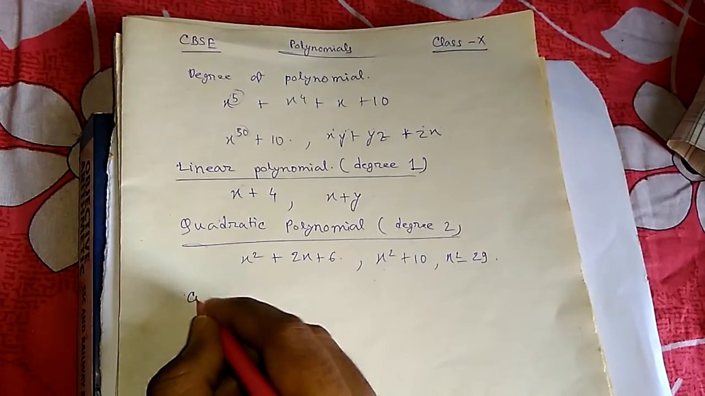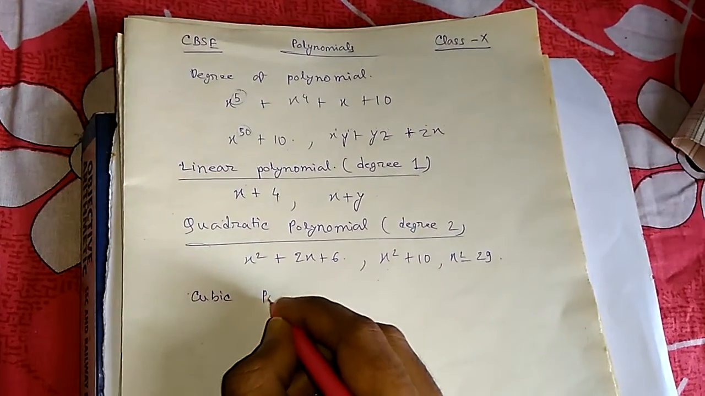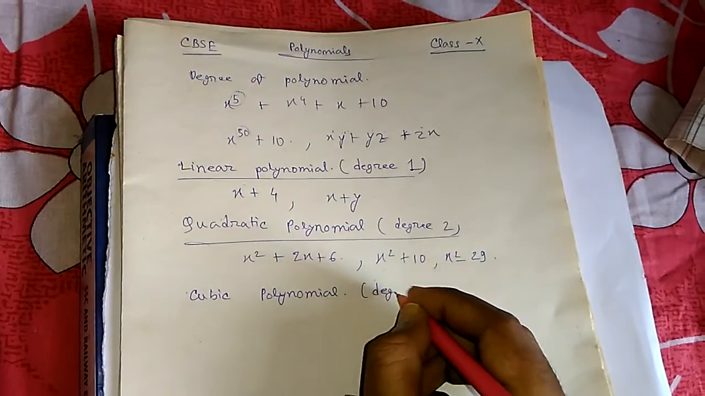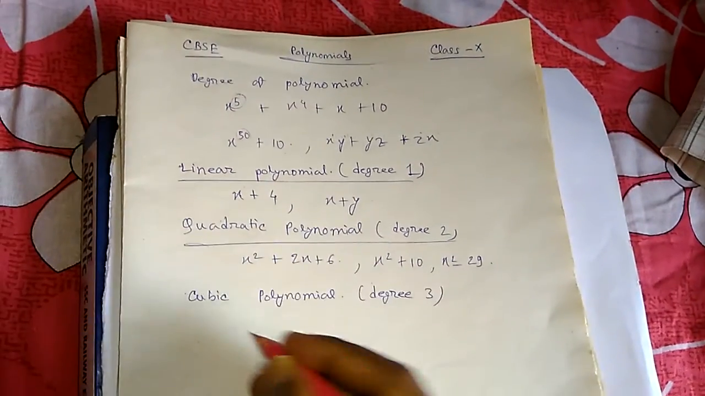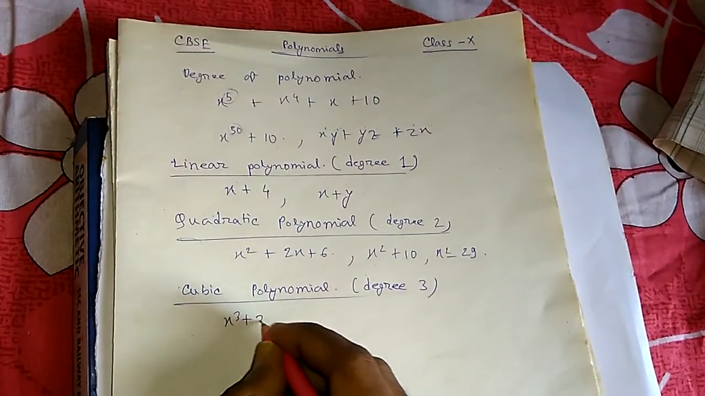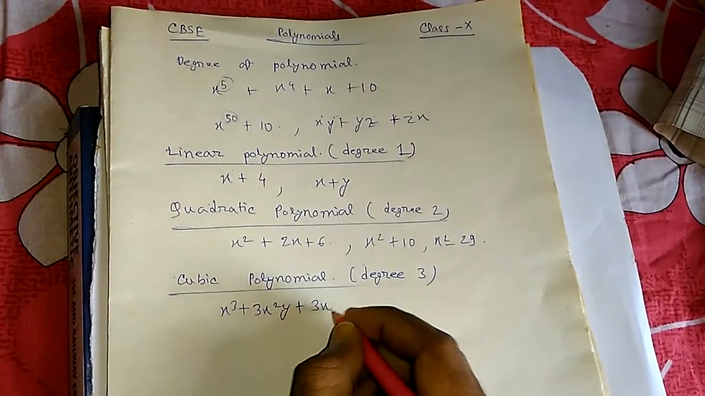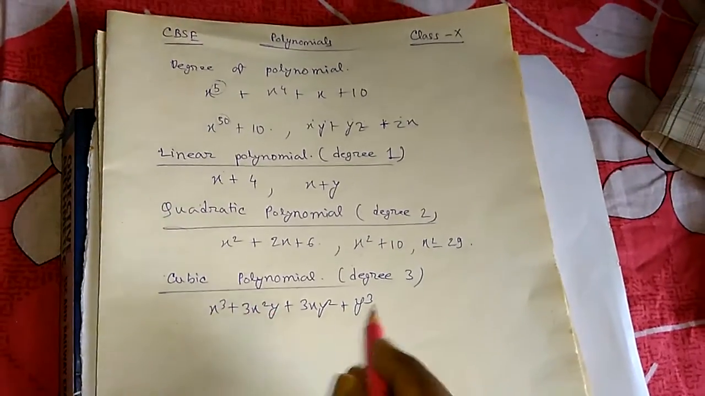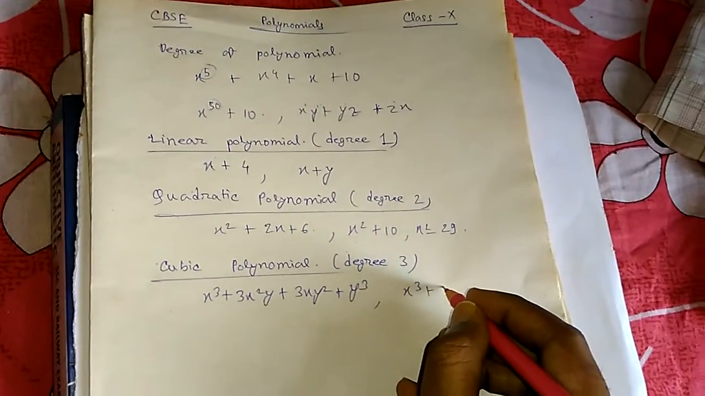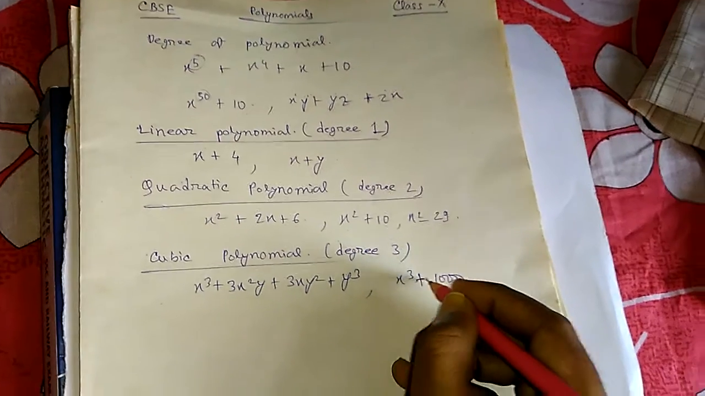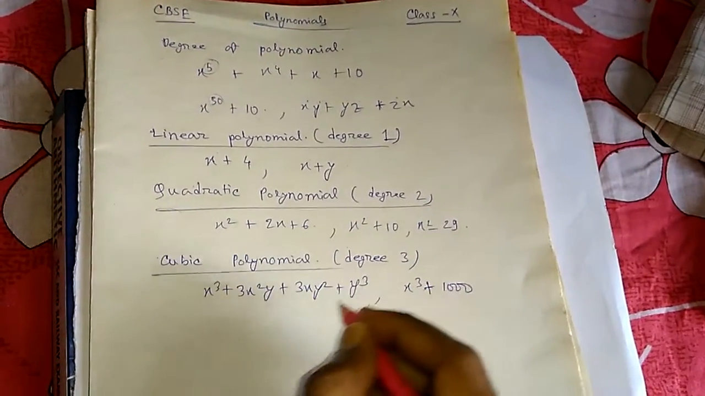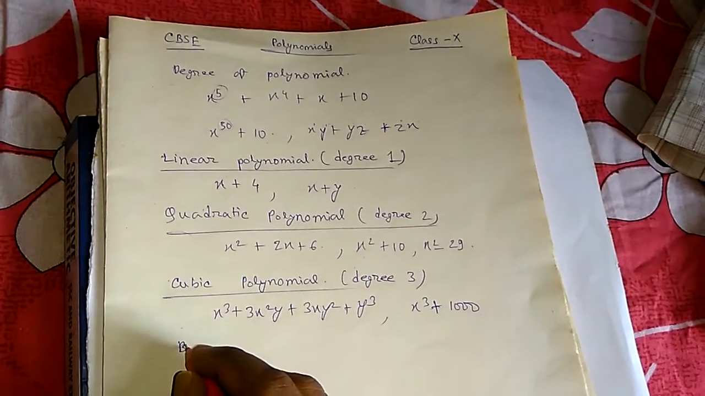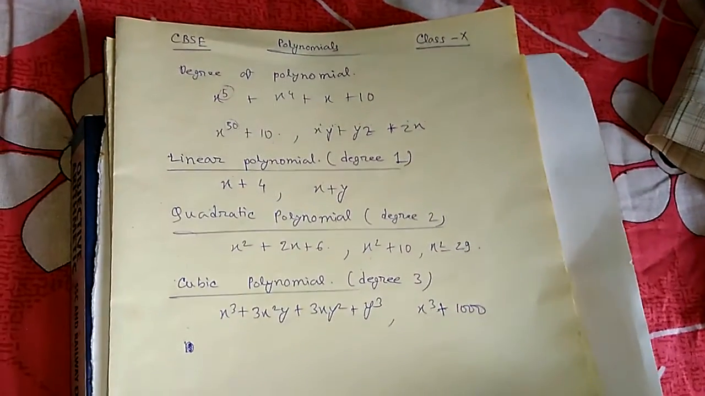Next, we remember cubic polynomials. Remember, cubic polynomials are of degree 3. So x cube plus 3x square y plus 3x y square plus y cube has degree 3, highest power 3, so it is a cubic polynomial. x cube plus 1000 is also a cubic polynomial because its highest power is 3. Next, biquadratic polynomial. Just forget about it, there is no need in this chapter.